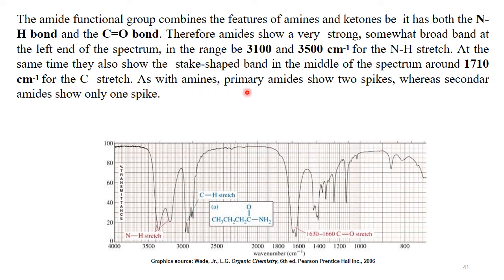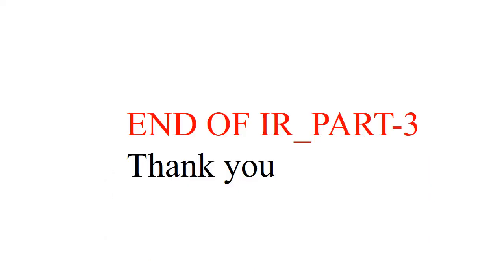As with amines, primary amides show two spikes, whereas secondary amides show only one spike. CH stretch and NH stretch can be seen from here, while the C double bond O stretch is at the same place as we saw in the previous slides.